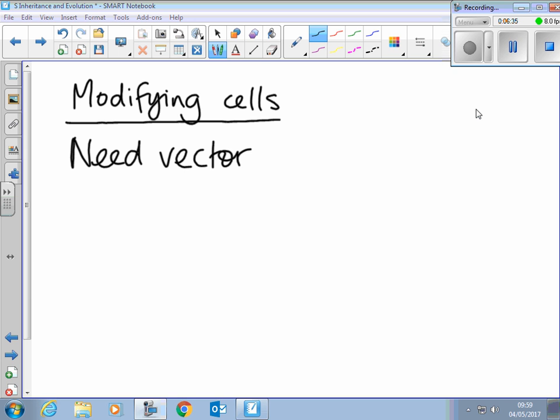Okay, a vector then is something that carries the genetic material in, and a very common vector comes from the little extra loops of DNA in bacterial cells. Can you remember them from when we did plasmids? That's it. Yeah, bacterial plasmids are commonly used. There are other options.